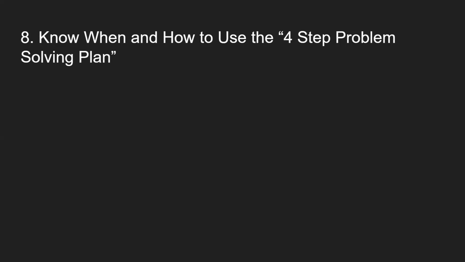Number 8 is know when and how to use the 4-step problem-solving plan. And this is another important piece, because this really, really helps you keep all your information organized and present it in a way that is beneficial to you and the person grading your work, whether it's your teacher or the person grading your AP exam. There are 4 steps in the 4-step problem-solving plan. 1 is state what you're going to do. 2 is plan, and the plan step is often where you're going to check the conditions to make sure they're satisfied so that you can do what you're going to do.